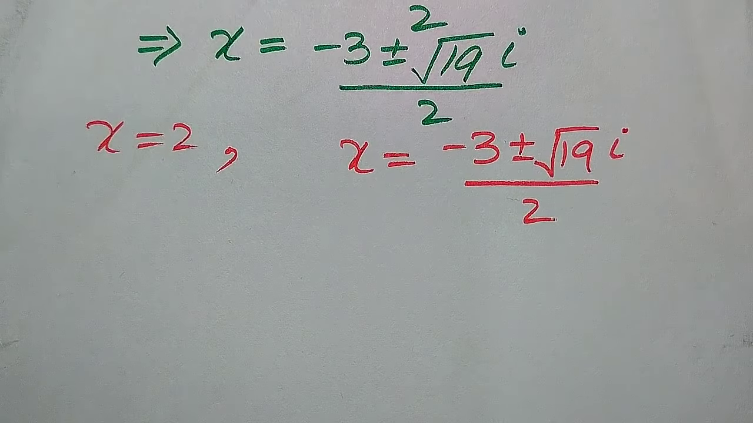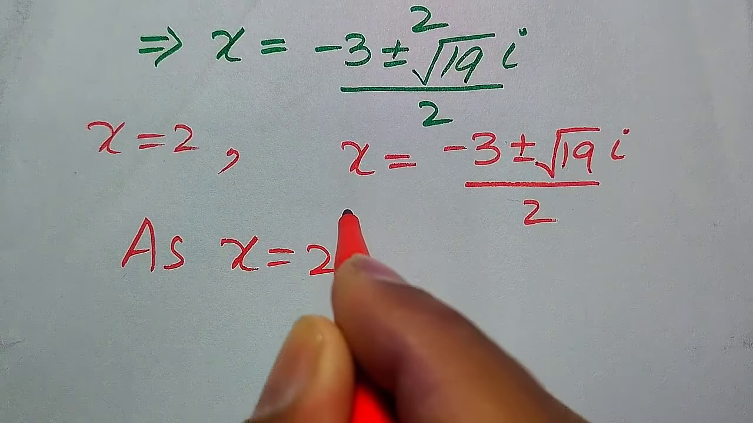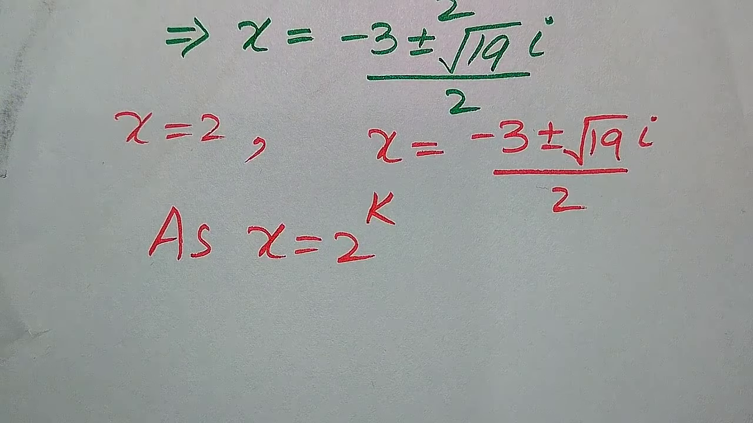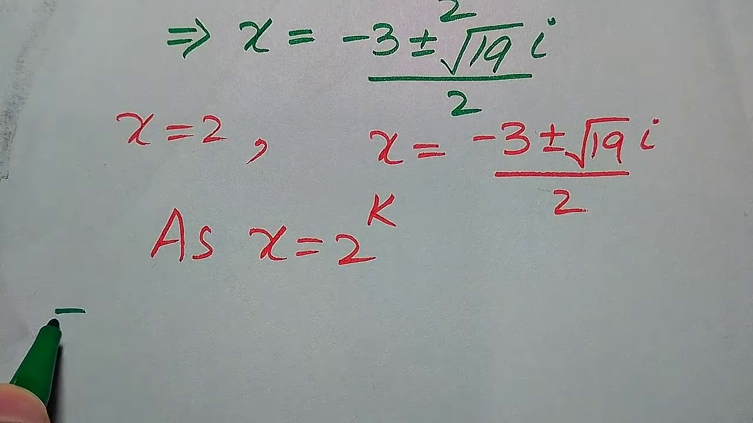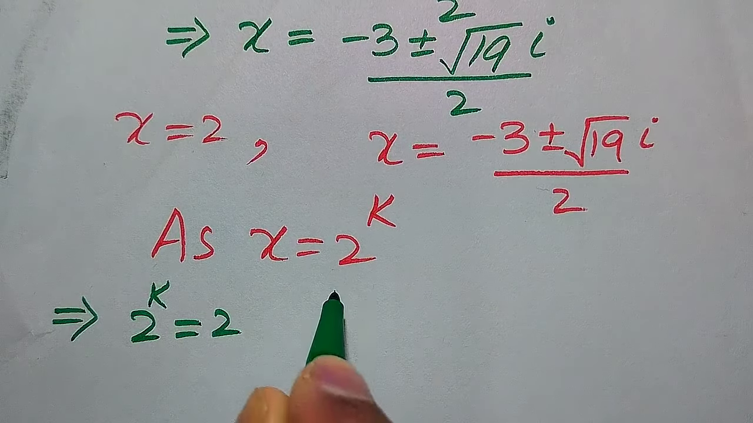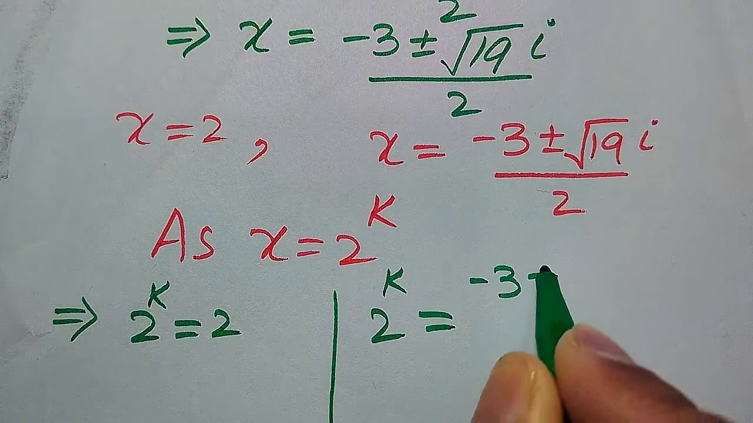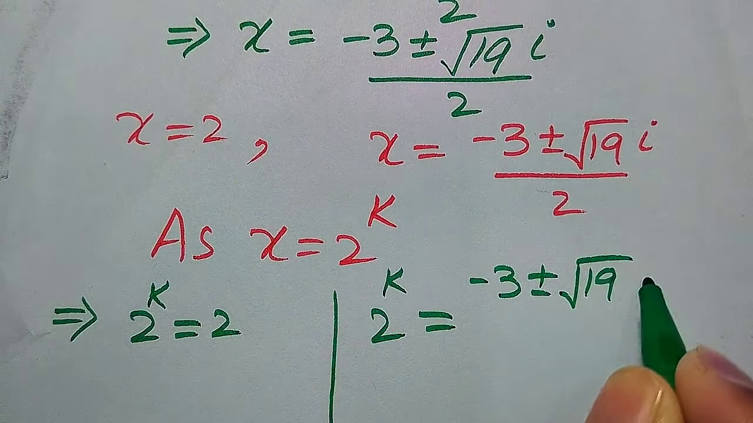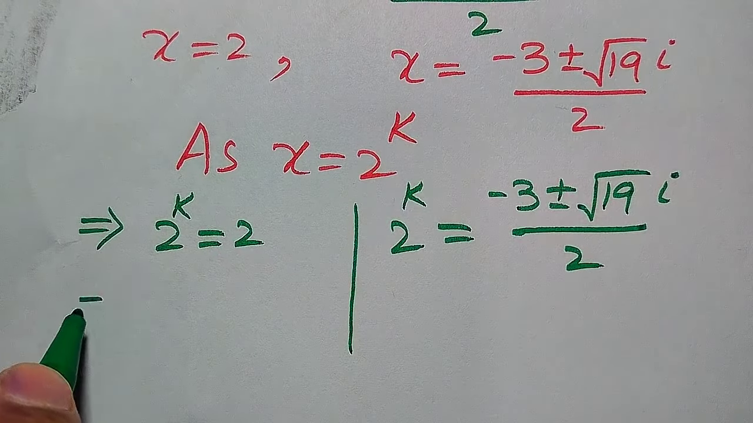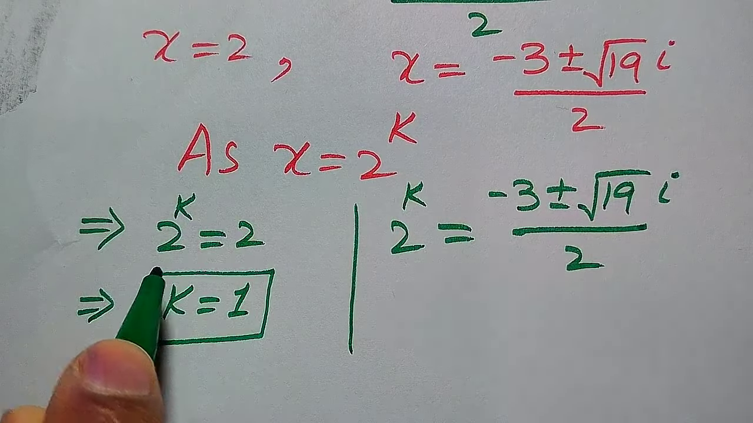Here we need to move backward. At the start of the problem we took x equals 2 to the power of k, because our target is to find the value of k. When we put this value of x in these roots, we have 2 to the power of k equals 2. Here the bases are the same, so we equate the exponents, and we easily get k equals 1.